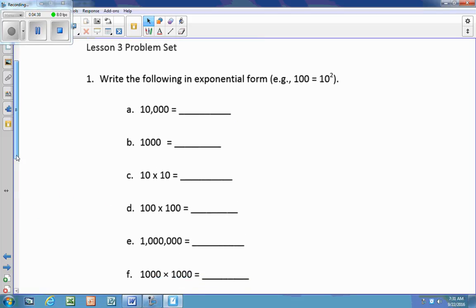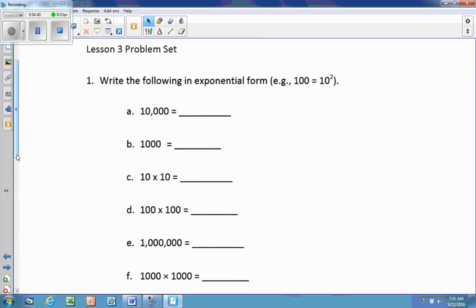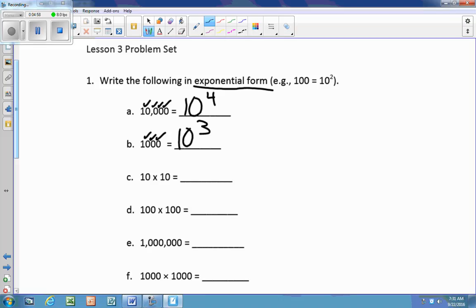So some examples of the problem set that you can do. It says to write in exponential form. So right away, we count how many zeros? 4 zeros. So it's 10 to the 4th power. Here we see that there are 3 zeros, 10 to the 3rd power. We can do this one the same way. We can keep it separate and say 1, 2, and it's 10 to the second power. Or we can do 10 times 10, which would be 100. And then we see that it's 10 to the second power.